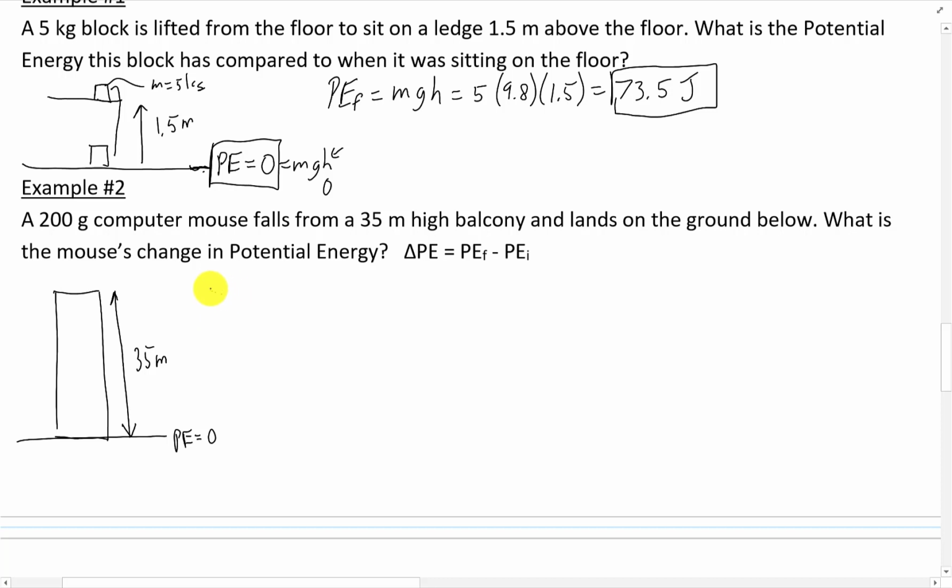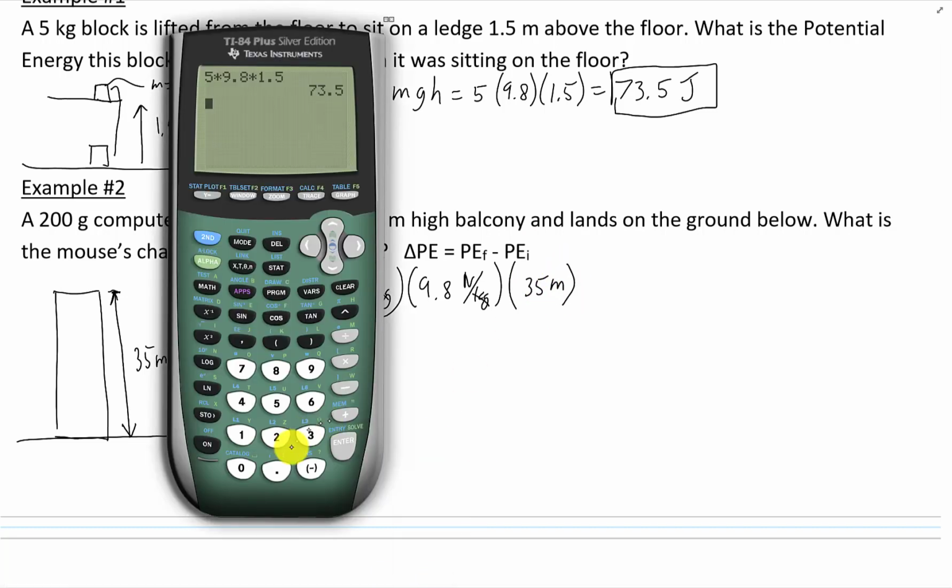So the potential energy initial is way up high here, is mgh, and that is 0.2 kilograms. So there we go. There's the first trick. We have to put it in kilograms. The 9.8 newtons per kilogram, so the kilogram units cancel. That's why it has to be in kilograms. And then the distance up, 35 meters. It's positive distance up.